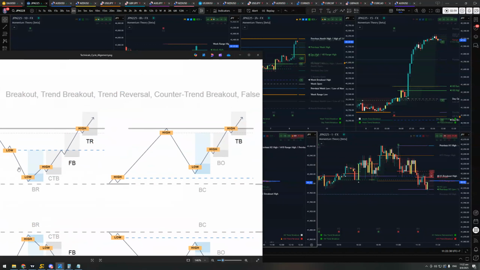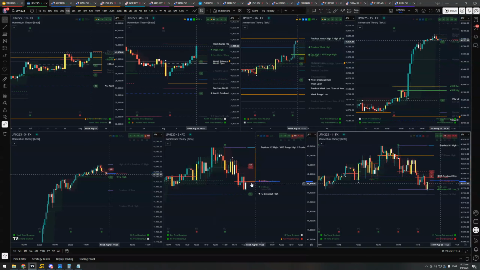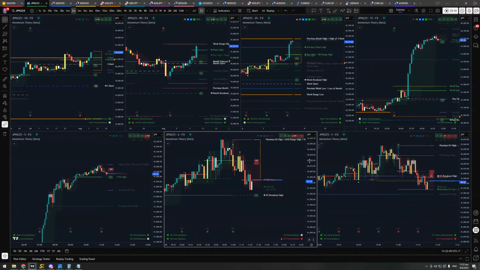This one over here, breaking out of a low, faking out the low. I need to see rejection, and then flipping that breakout level is a false breakout. So that's what I would like to see. Let's see if it can stay where it is for the next 8 minutes here.